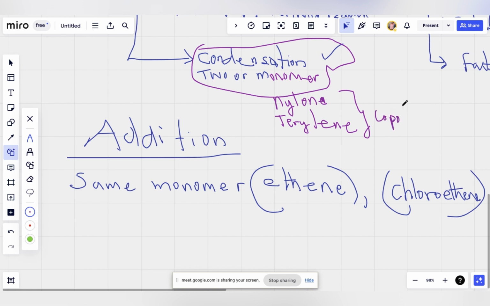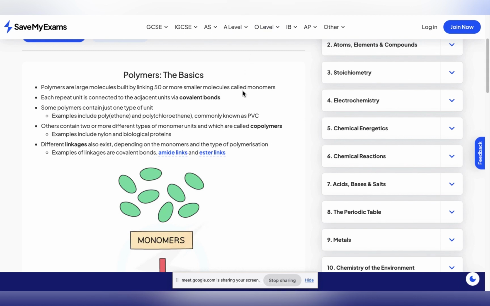This type of polymer is a copolymer because the monomers are different. They join together, but they are not the same. So the polymers that are formed from this type of monomers are called copolymers. Is that okay?